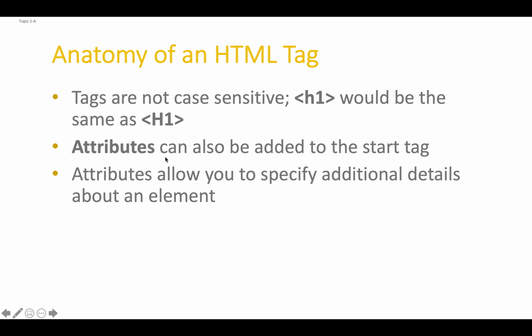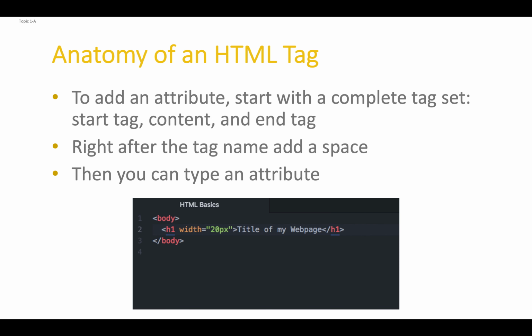Attributes can also be added to the start tag. Attributes allow you to specify additional details about an element. So something like the color of it, or the size, or maybe if it has a specific name or something. To add an attribute, start with a complete tag set: start tag, content, and end tag. So like we started with.